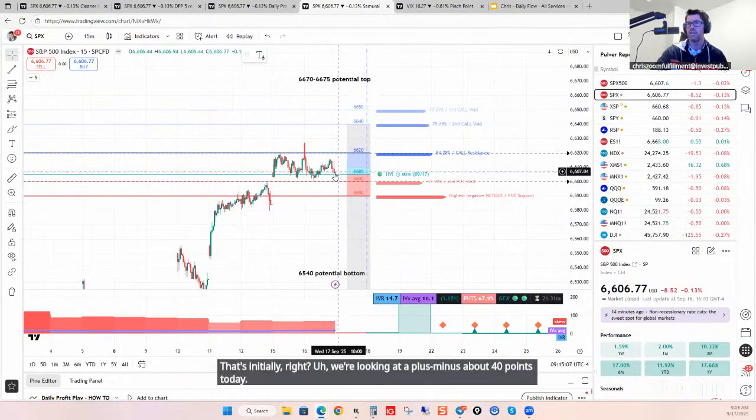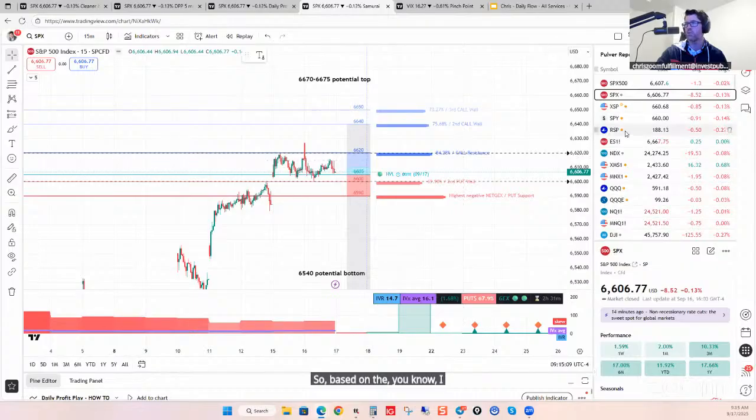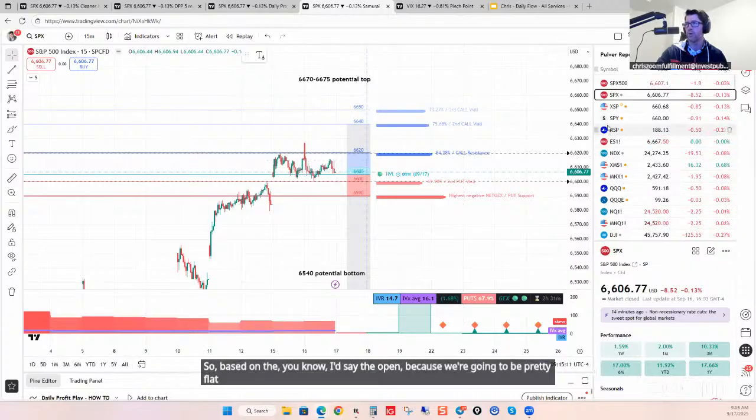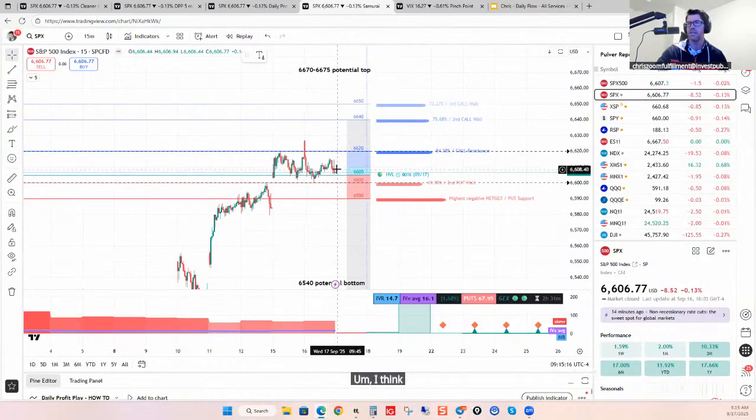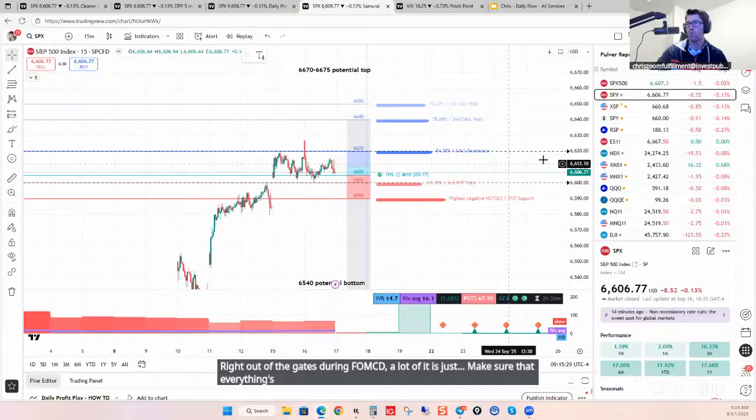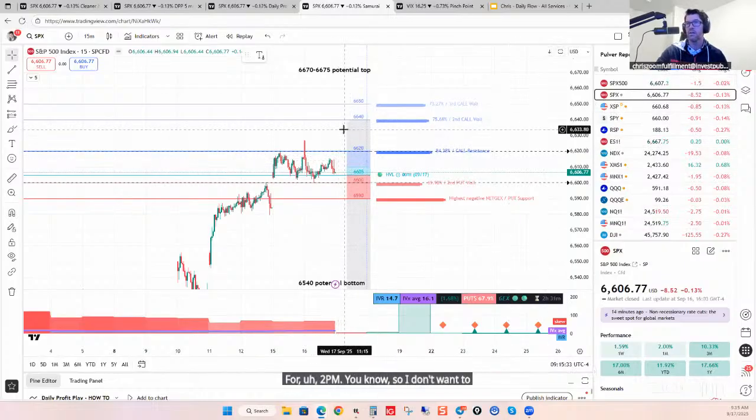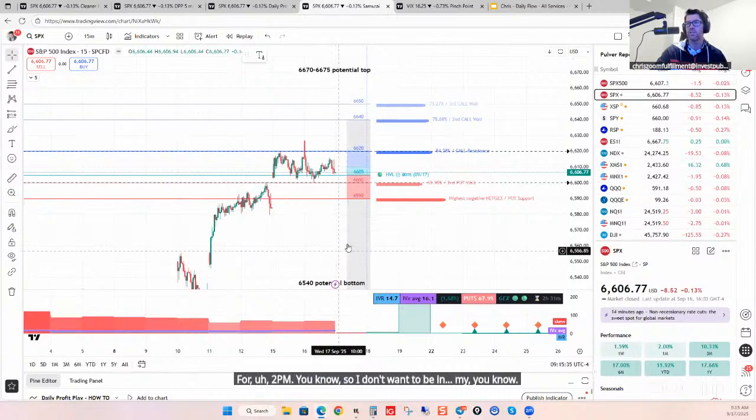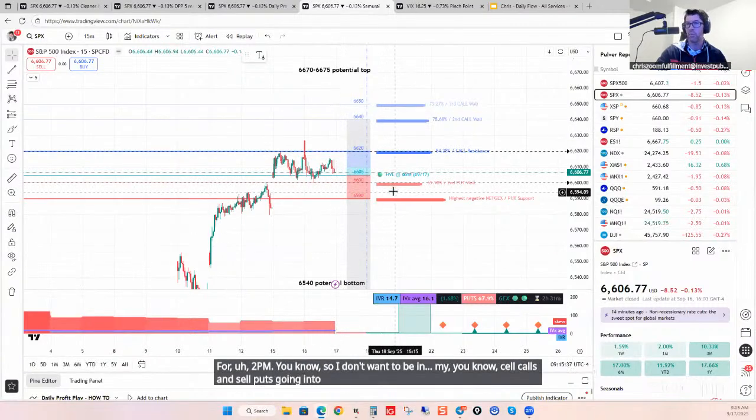So based on the open, because we're going to be pretty flat. Futures is 0, so we're probably opening right around the close. I think a standard daily profit play should be okay this morning. Usually we don't see a lot of front running, a lot of direction right out of the gates during an FOMC day. A lot of it is just make sure that everything's looking good for 2 p.m. So I don't want to be in my sell calls and sell puts going into the afternoon. I want to be out of these trades this morning.